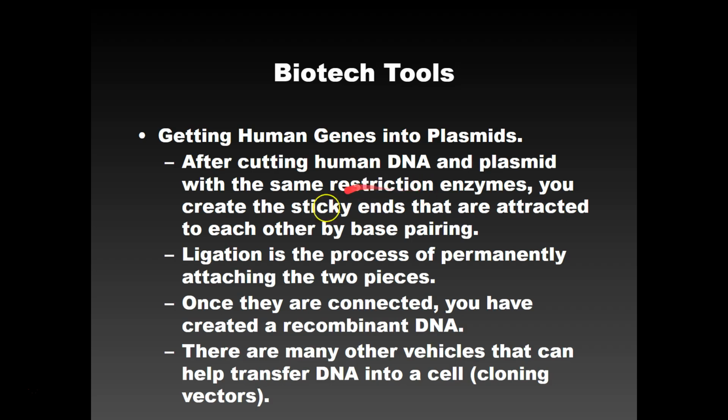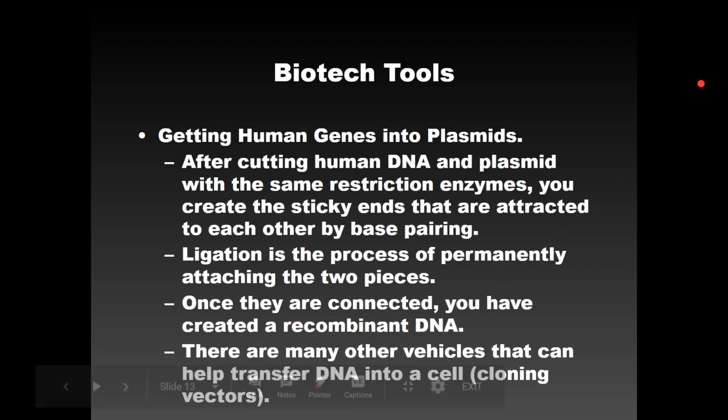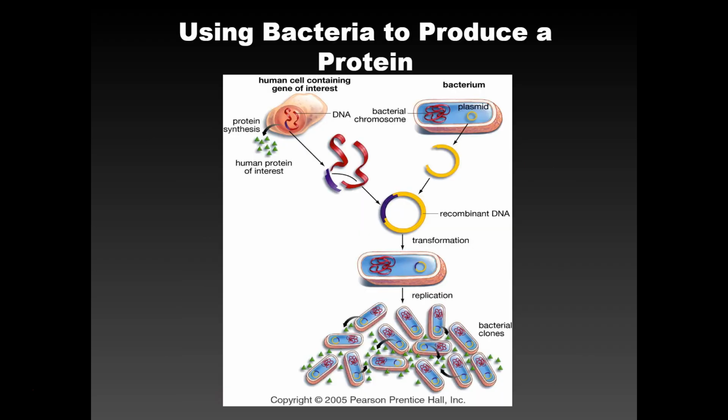Once those pieces of DNA are connected, you have what is referred to as recombinant DNA. So that's an important word to know. Once you have a piece of DNA that's made from different organisms, it's called recombinant DNA. There are different vehicles that can help transfer DNA into a cell, which are called cloning vectors, which are very often plasmid-based, and maybe we'll talk about those later.